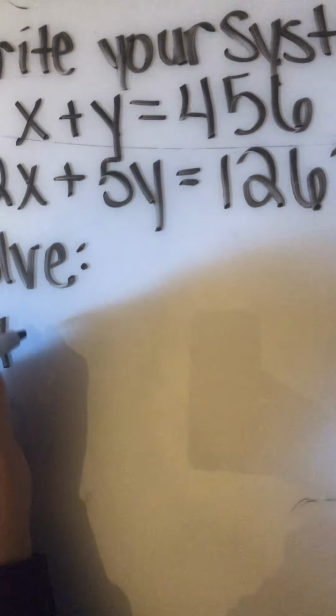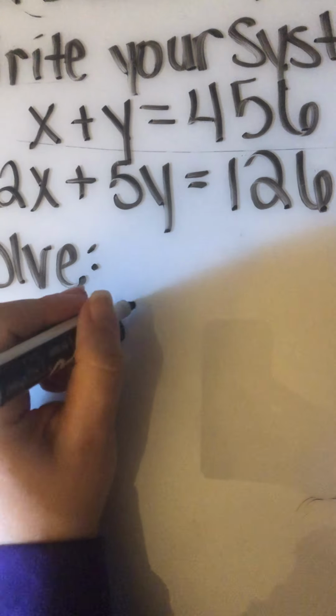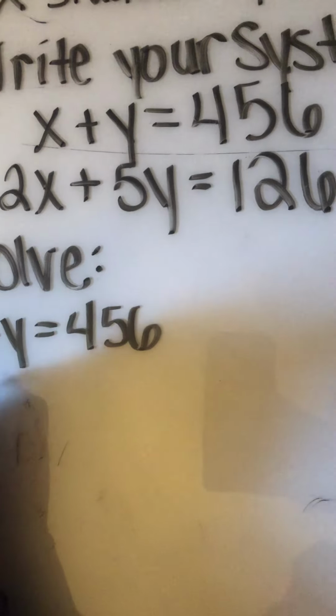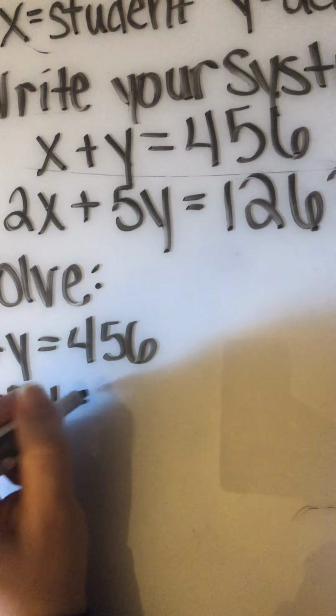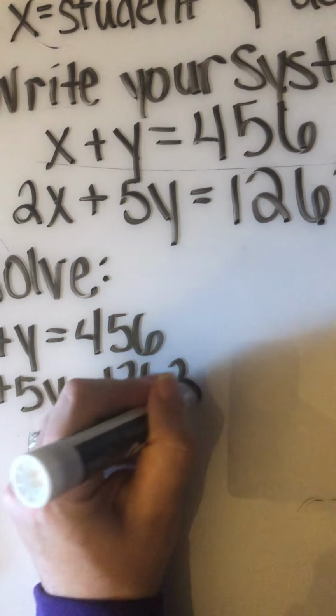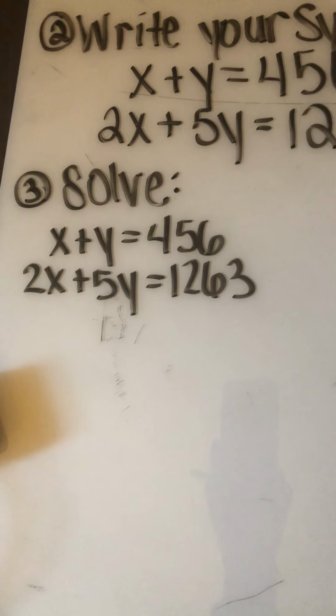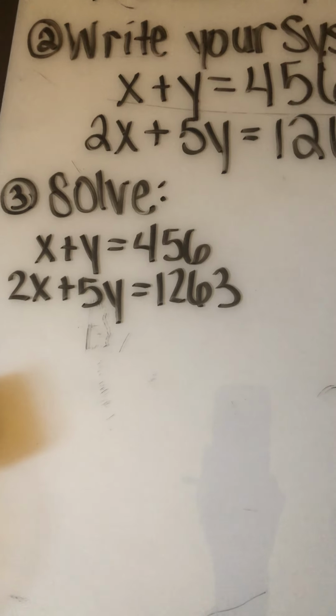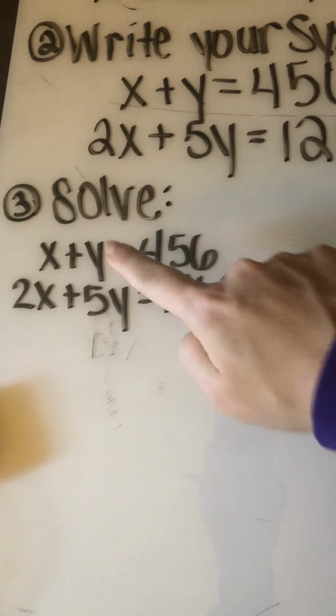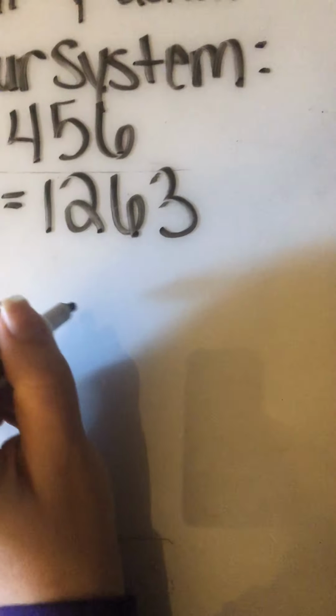X plus y equals 456. 2x plus 5y equals 1263. I notice that they are both in standard form, so I'm going to pick the top equation because I think it'll be easy to isolate y. So I'm going to rewrite that equation right here.